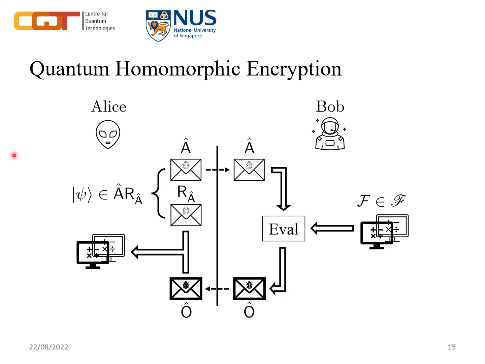Now consider an active protocol. A malicious Alice can send a corrupted message #A while keeping a reference system R#A. An honest Bob will evaluate his quantum channel on the corrupted message and send it back to Alice. A malicious Alice can gain some information about Bob's circuit from the corrupted message and the reference system.